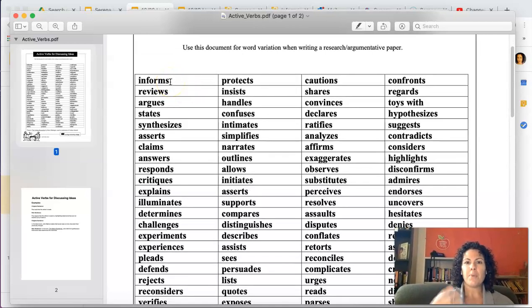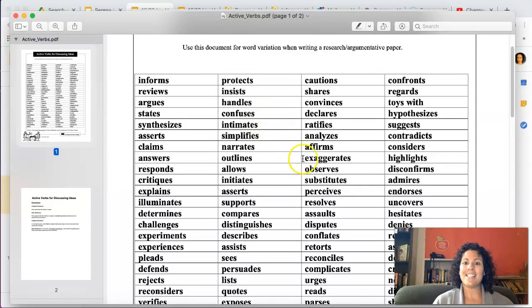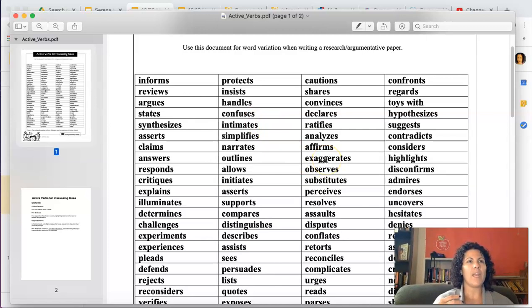Like informs is a pretty neutral word. It doesn't necessarily have a positive or a negative connotation with it. But if someone exaggerates, that means that we are inferring as a reader that they are probably not being totally truthful. And so that shows me that you have read something deeply. You can see the nuances with it, and you're picking it apart a bit more than just saying said. So exaggerates would be negative.